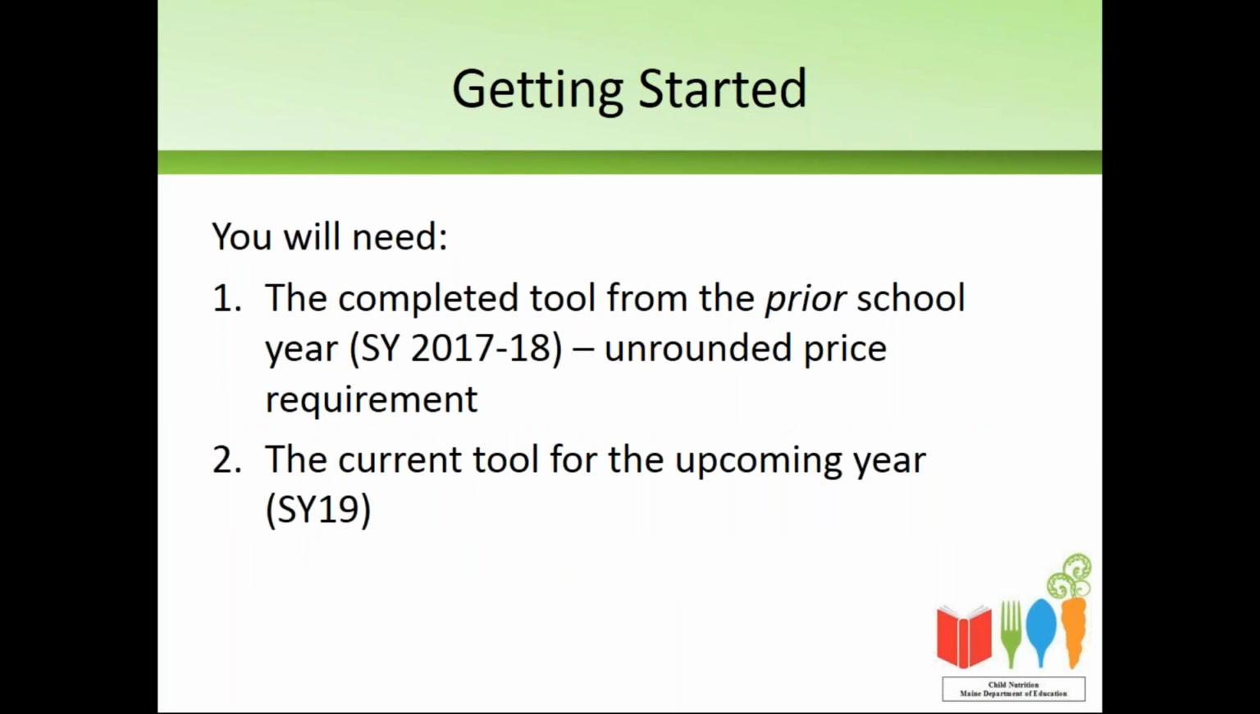To get started, you will need your program's completed tool from the last school year because you will need to know your unrounded price requirement. This number changes each year, which is why we recommend completing the tool even if you are not currently required to do so. You will also need a copy of the current Price Equity Tool.